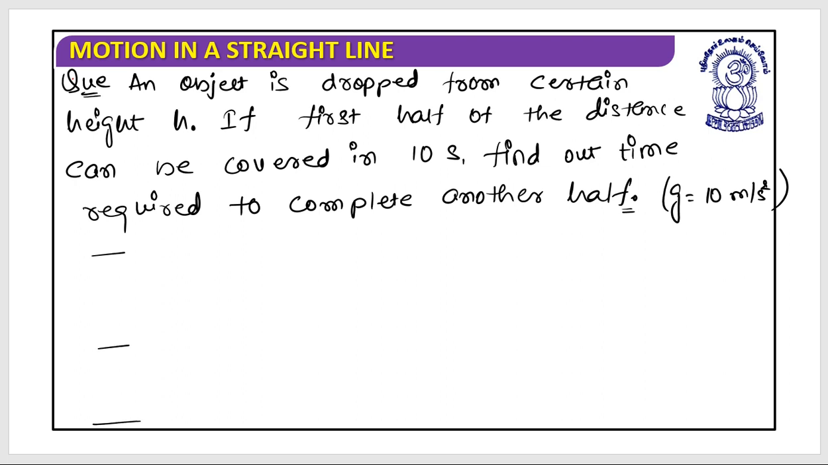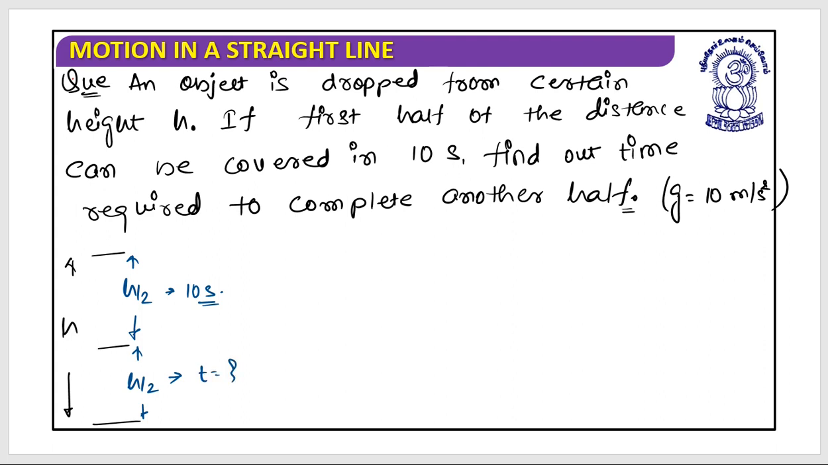This is the situation. This is the h, and that has been divided into two different halves. This is the distance h by 2. Again, this is the h by 2. For this first journey, they have given that it is 10 seconds, and you require the time for this.